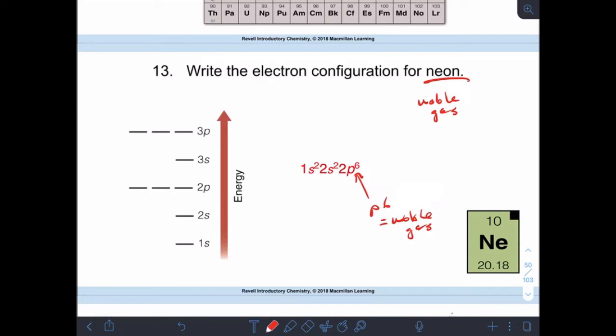All right, picking up right where we left off with the previous video. The last thing we did was to write the electron configuration for neon. And I pointed out that the p6 slot on the periodic table is where the noble gases live.